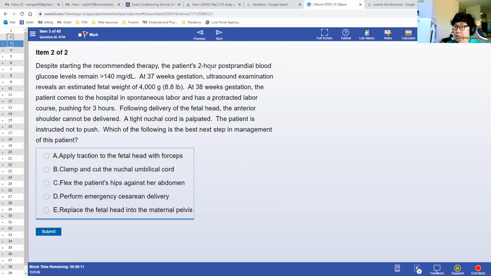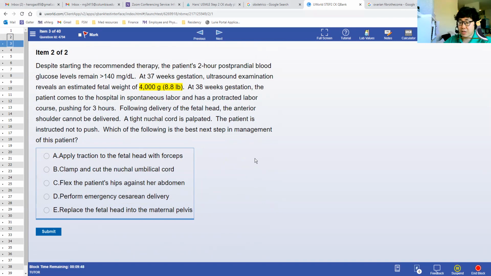Despite starting recommended therapy, all right, sorry, first question first. Which of the following is the next best step in management? Let's take a look. All right, management question. It seems like the patient's actually laboring. This is a pretty big baby at 8.8, so I think this actually hits the cutoff for macrosomia in a patient with diabetes.